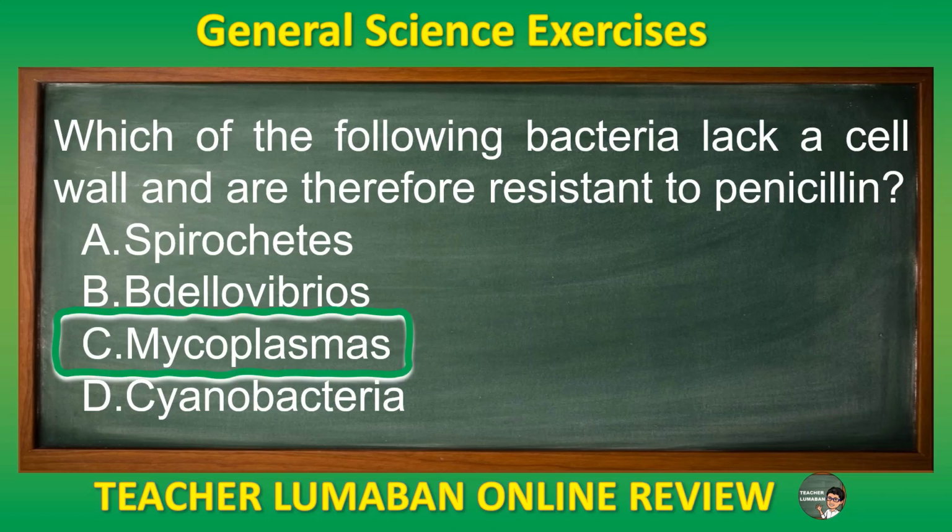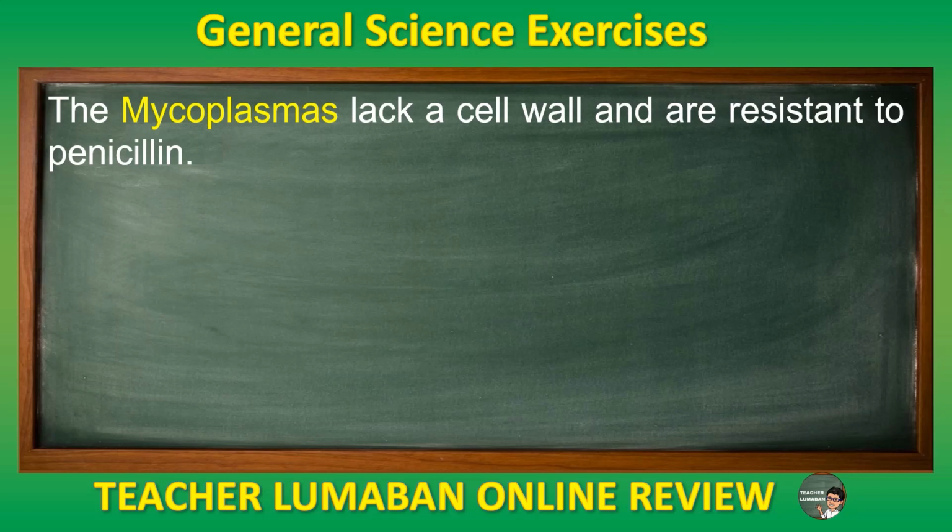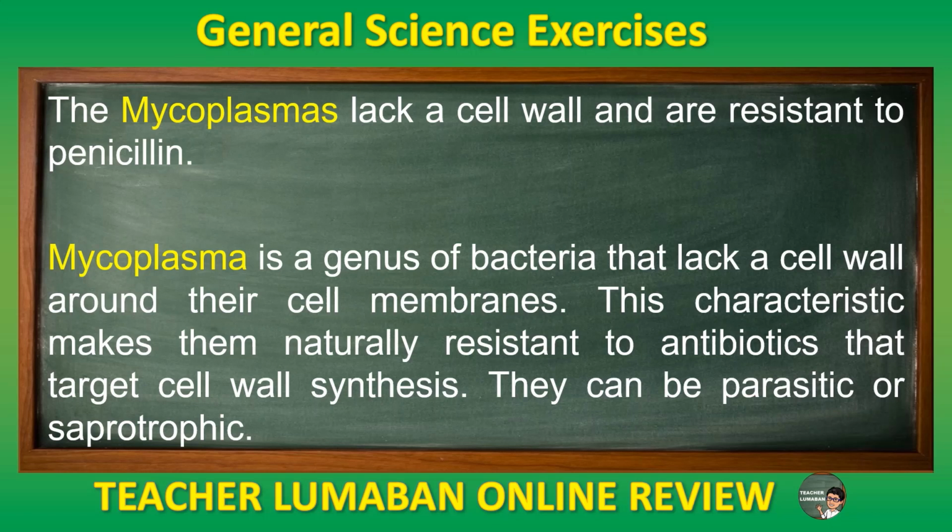Mycoplasmas. The mycoplasmas lack a cell wall and are resistant to penicillin. Mycoplasma is a genus of bacteria that lack a cell wall around their cell membranes. This characteristic makes them naturally resistant to antibiotics that target cell wall synthesis. They can be parasitic or saprotrophic.